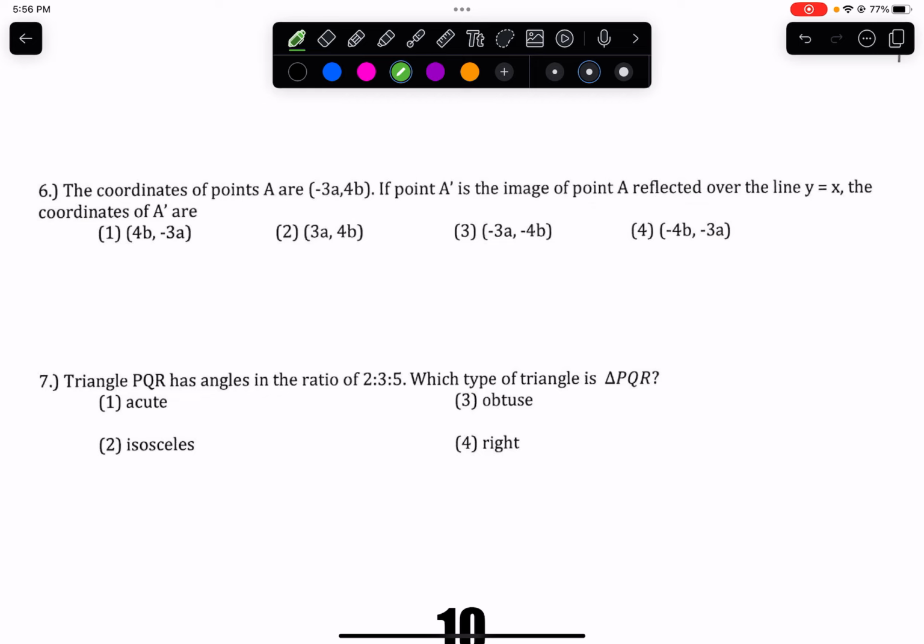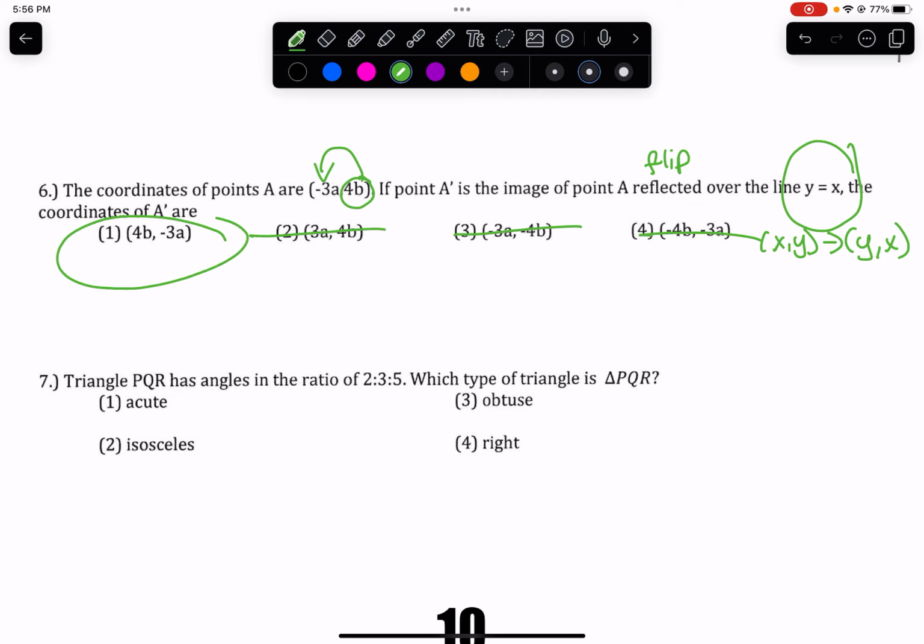So this is some, again, review from what we've been doing. It might be a little bit of a blast from the past. If we are reflecting, that is a flip. (x, y) becomes (y, x). So A prime, we are flipping. So 4b now should be in the front. So anything that doesn't have 4b first should immediately be eliminated. Oh, look, only one left.